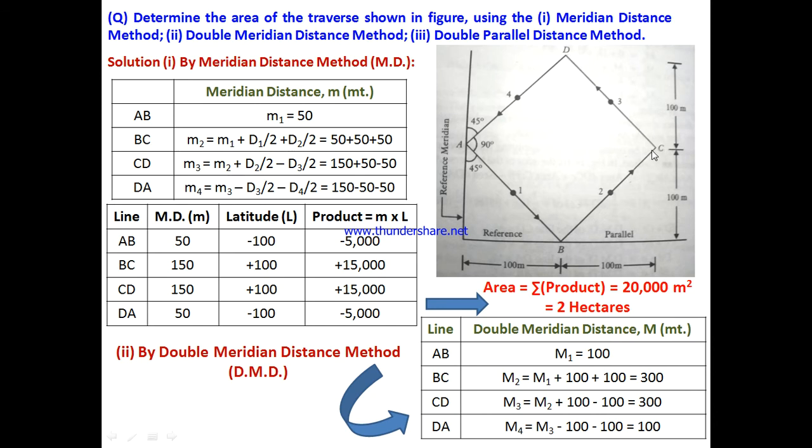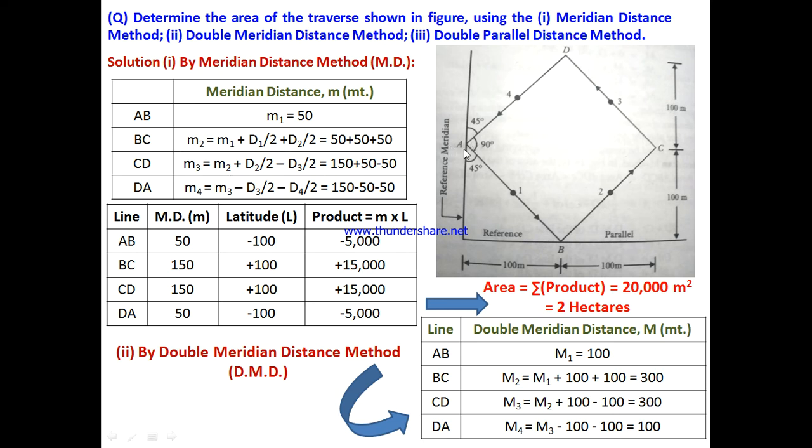Now for CD, the meridian distance will be equal to meridian distance of C plus meridian distance of D. So meridian distance of C will be 100 plus 100, which is 200, minus meridian distance of D. So it will be equal to 200 minus 100, which will be equal to 100. So 200 plus again 200 minus 100 for reaching D, then it will give me 300.